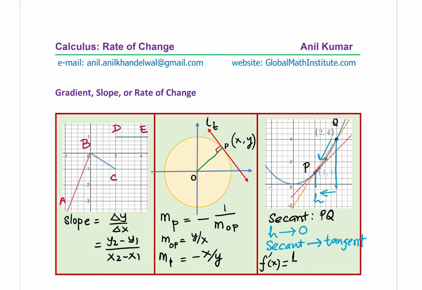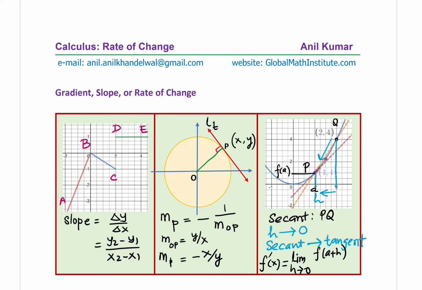So it is basically the limit as h approaches 0. And these two points, we are saying a, f of a plus h is the value. So if this point is, let us say, a, then in that case, this point value will be f of a.